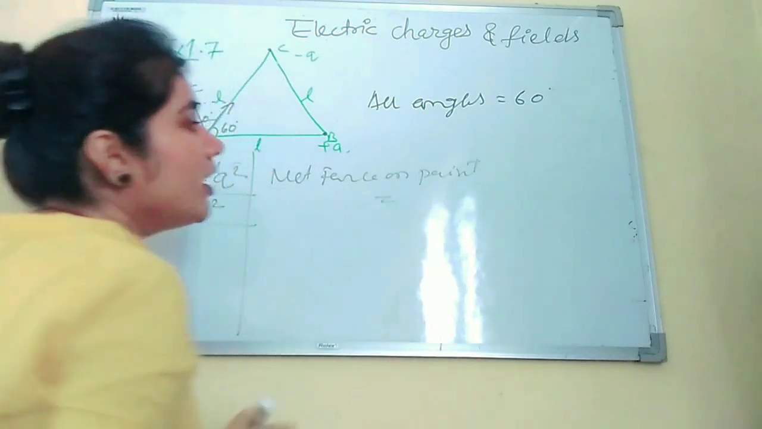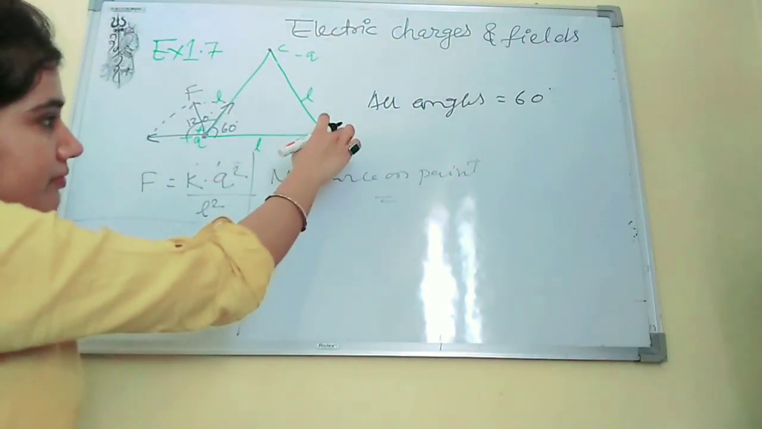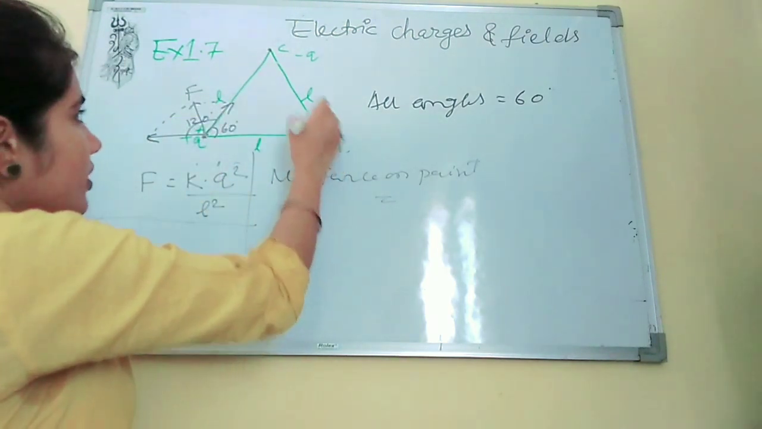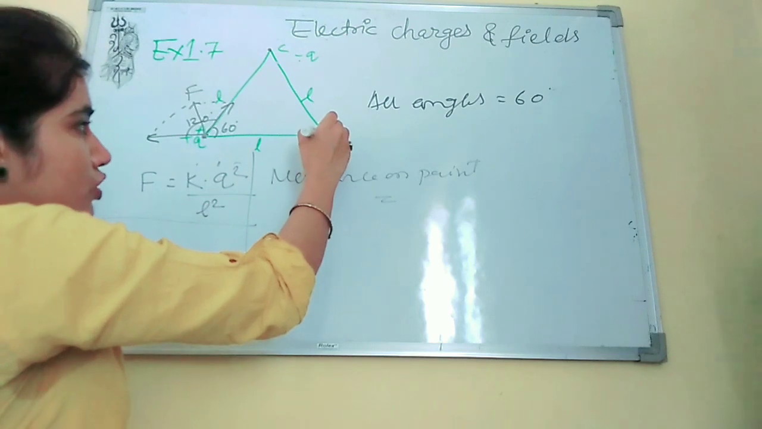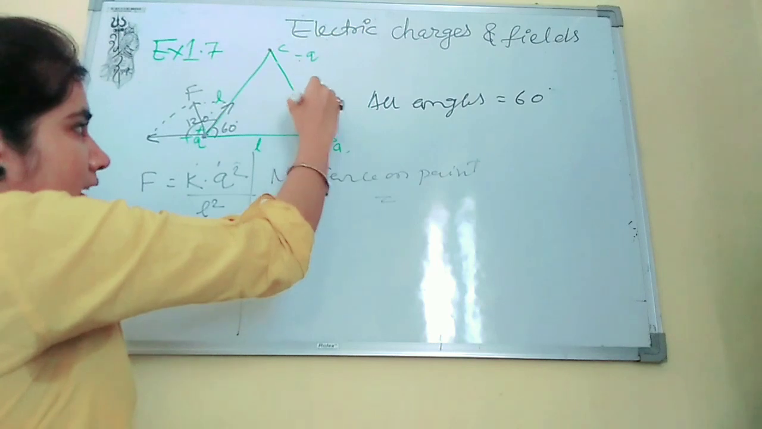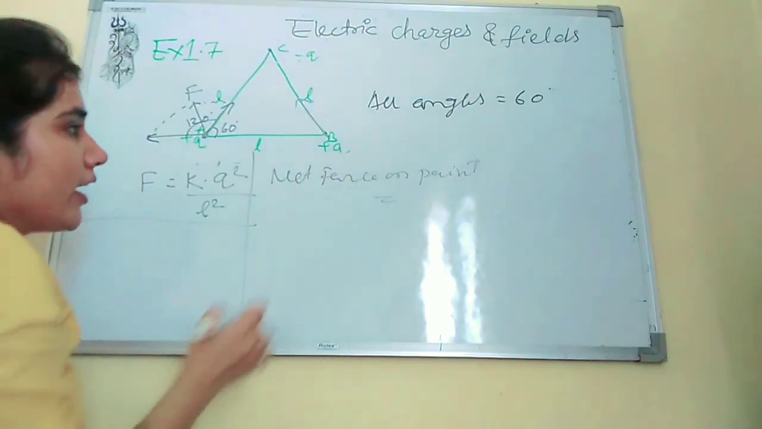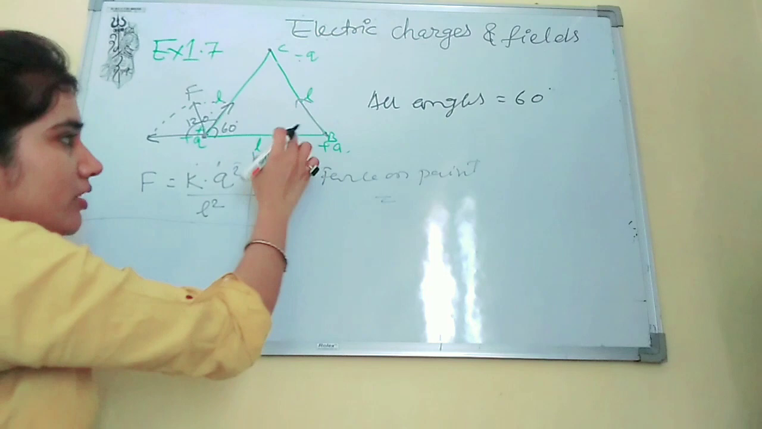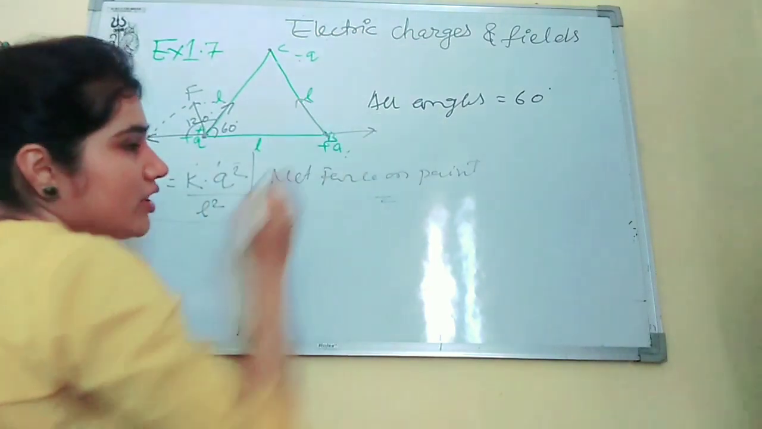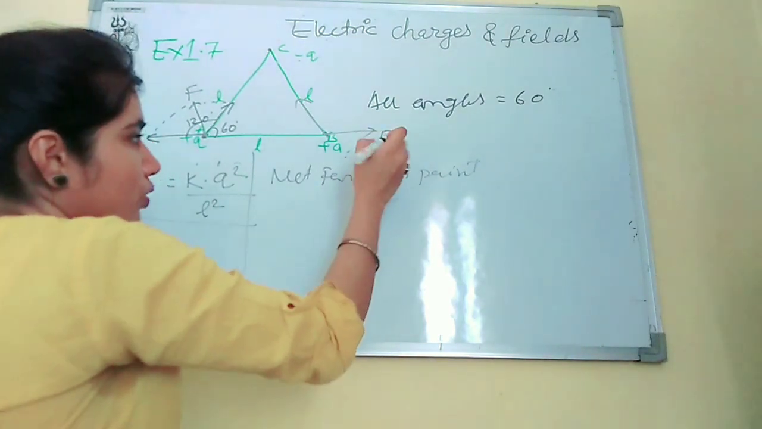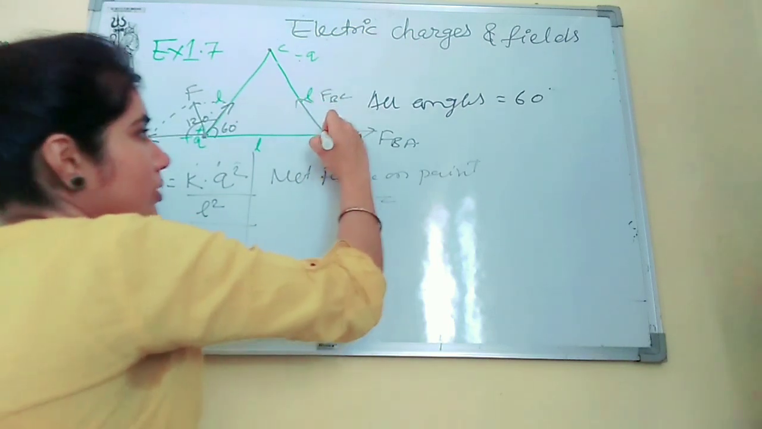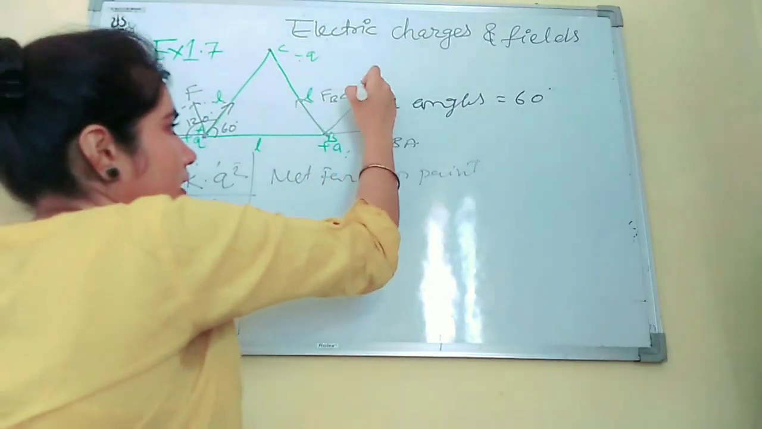So again it will be the sum of this force and this force. First of all, this is negative, so the force will attract and the direction will be upward. And here the force is going to repel each other because this is positive, so it will apply in this direction. This is the force BA and this is the force BC. This will be the resultant force, that will be F.